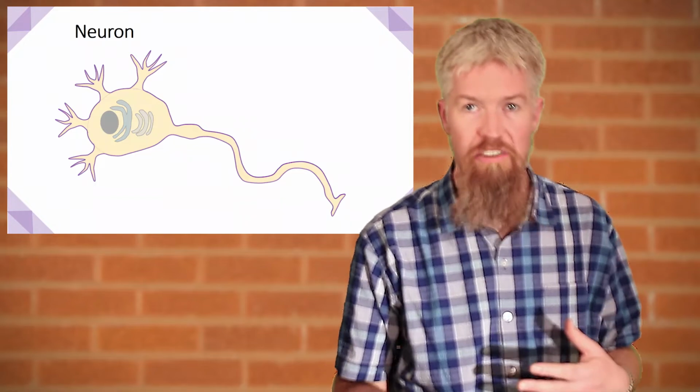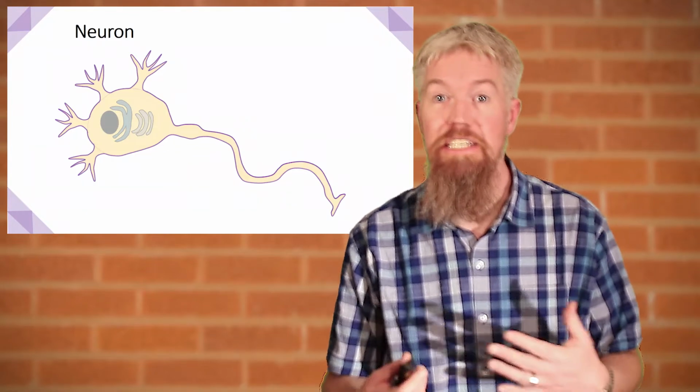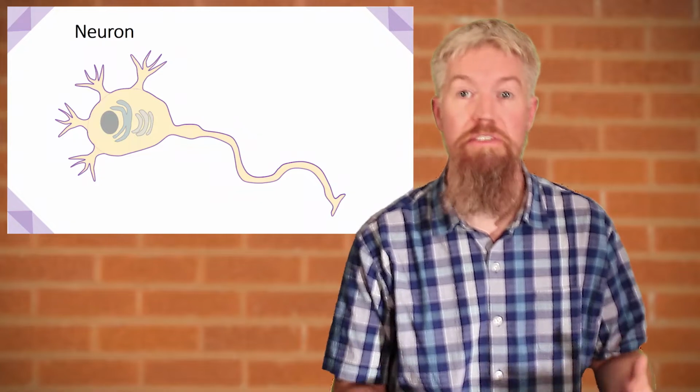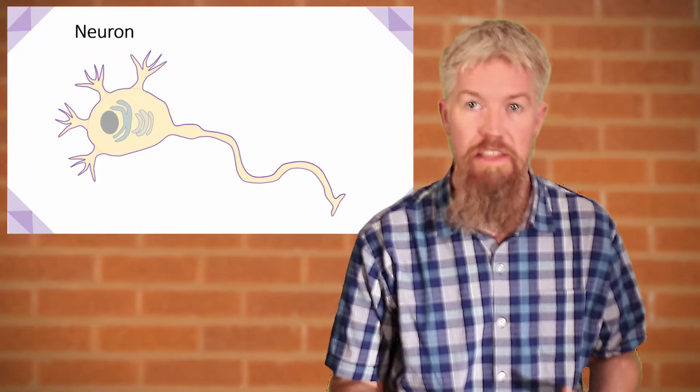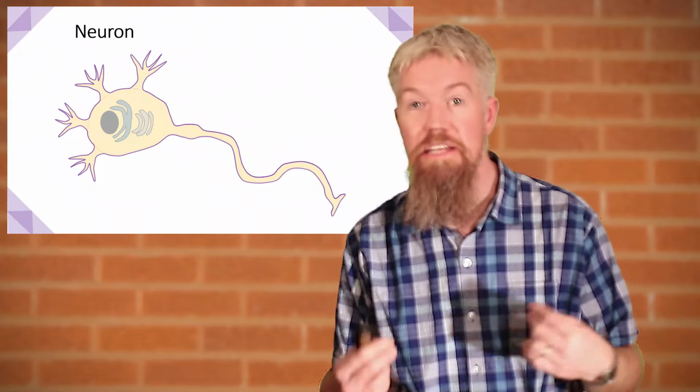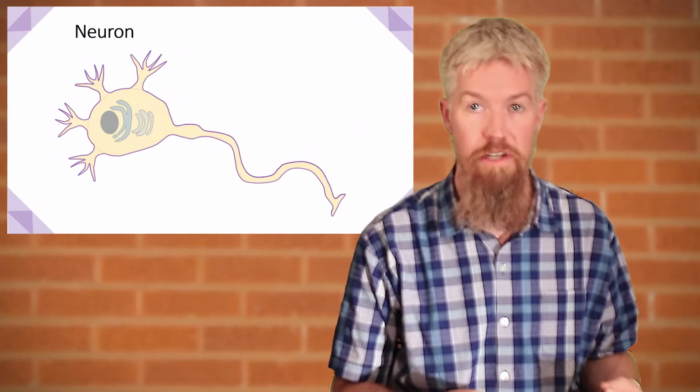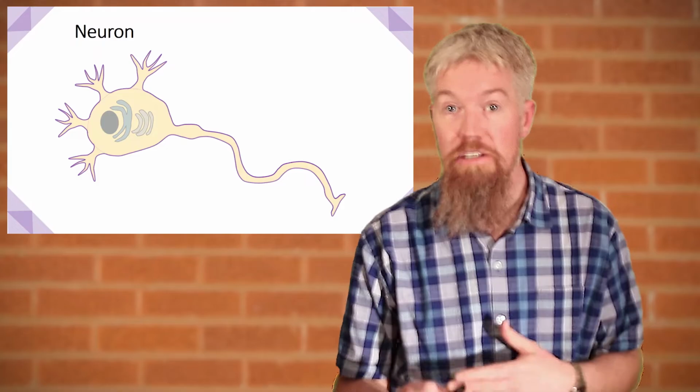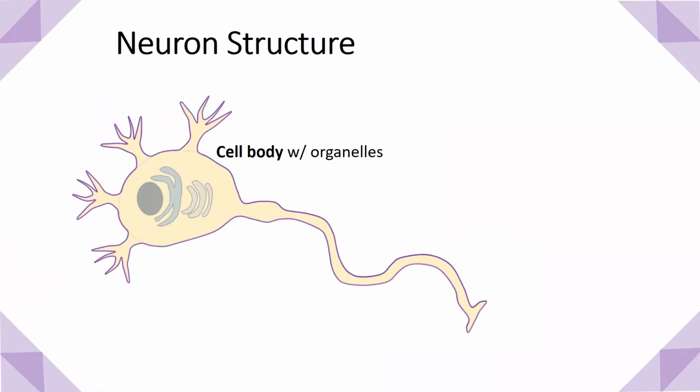In terms of the structure of a neuron, they're fundamentally similar to other types of cells. They still have to have a cell membrane. They still have to have organelles and a nucleus. Those organelles and nucleus are found within the cell body of the neuron. Attached to the cell body are going to be additional structures known as dendrites. These relatively short extensions will receive signals from other neurons.